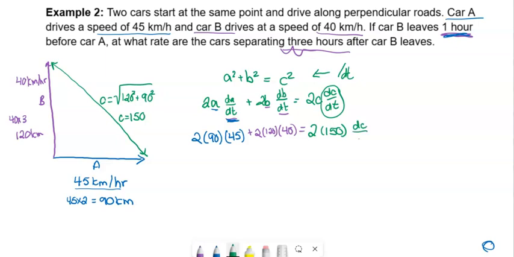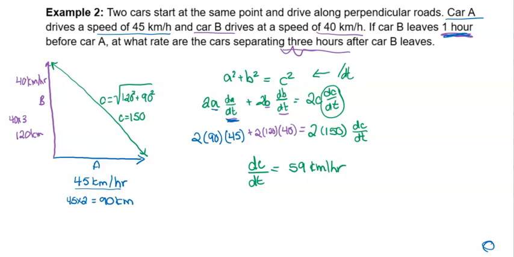And the rate of change of C with respect to time is what I'm solving for. Now that I have everything plugged in, I can see that I only actually have one unknown, the derivative of the distance between them with respect to time. And I can just calculate this out. And when I do that, I get 59 kilometers per hour.